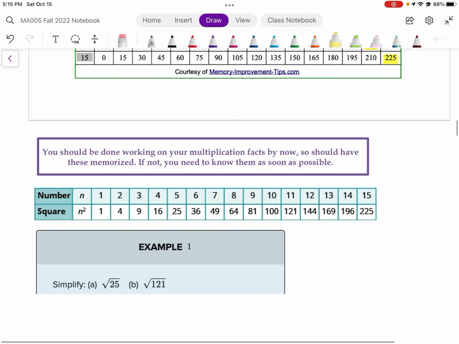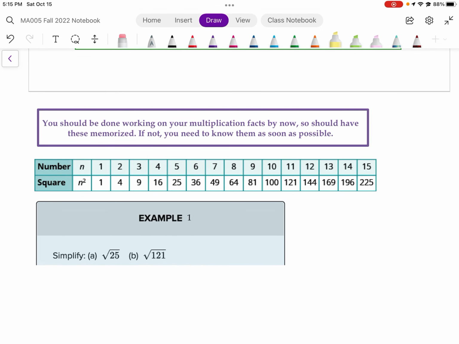All right, so simplify square root of 25. So this is the kind of problem you're going to have. You shouldn't have to use a calculator on these. So there will be a portion on the final where you have to know these without a calculator. So really, really do try to memorize these.